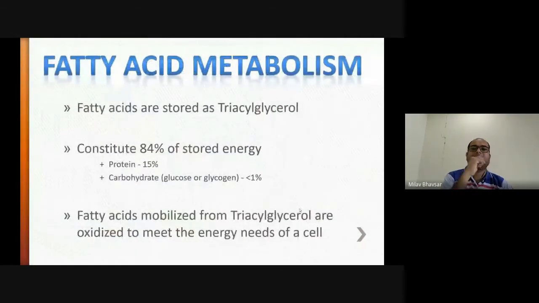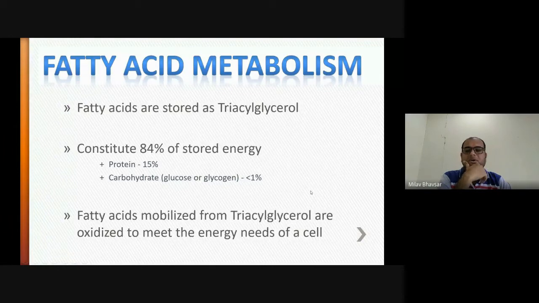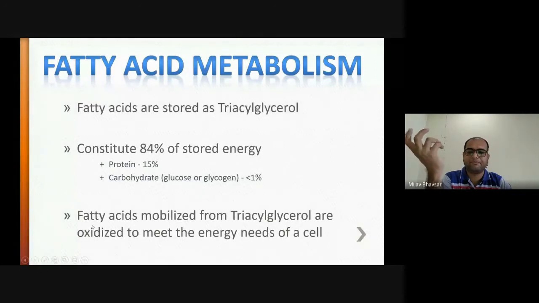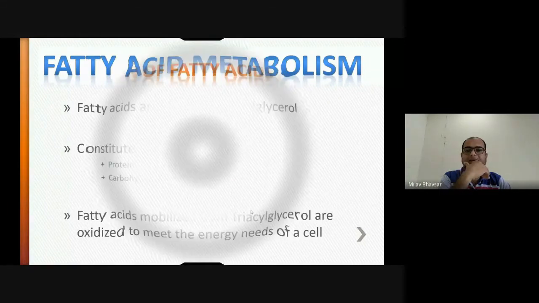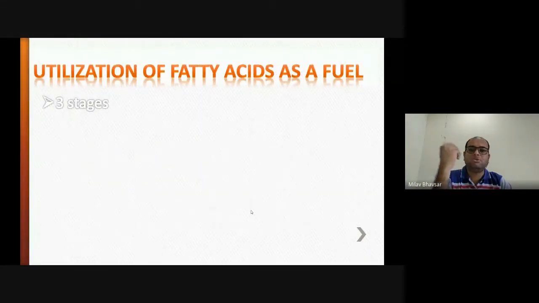So we'll start with fatty acid metabolism. Basically, we'll talk mainly about triacylglycerol, because it is the major part, almost 84 or 90% of stored energy. So here, once we want to burn fatty acids, they have to be moved out from the triacylglycerol. What is triacylglycerol? Three fatty acids with the alcohol molecule, glycerol. So they are to be removed and then oxidized, and only then can they provide energy. So how do we utilize this?